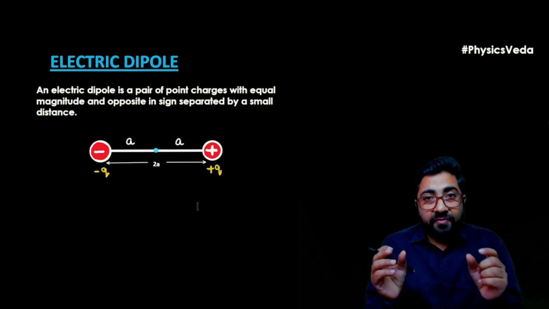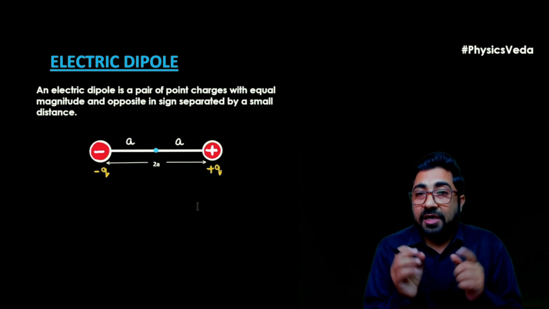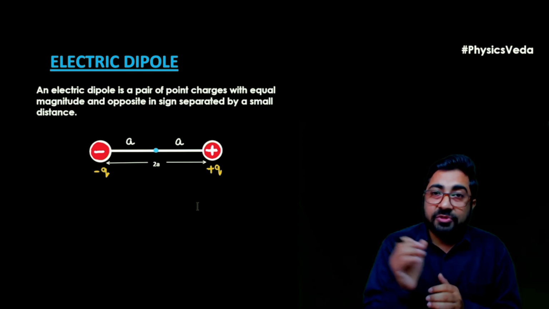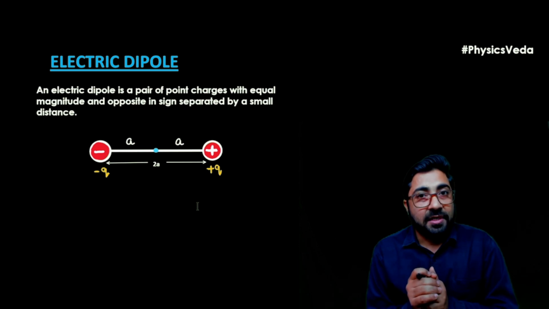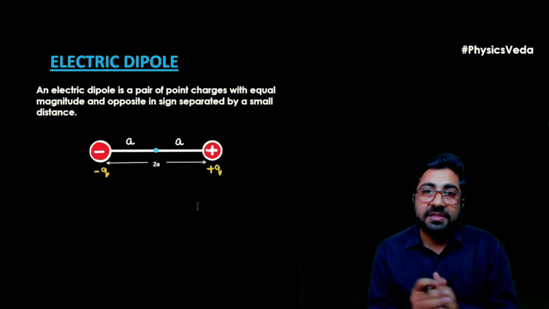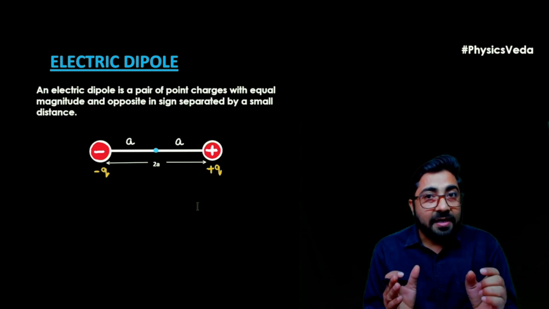So this system of two charges of equal and opposite sign, that is equal in magnitude but opposite in sign, are separated by some small distance. So such system is known as electric dipole. As a name, that is electric dipole.